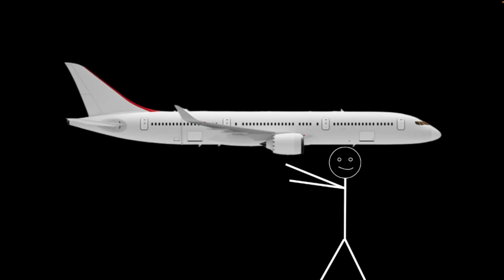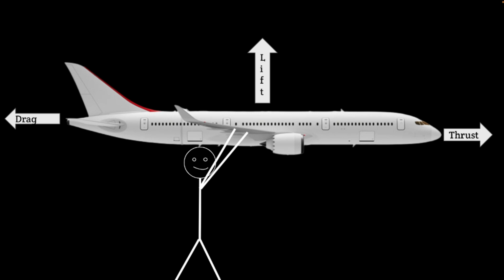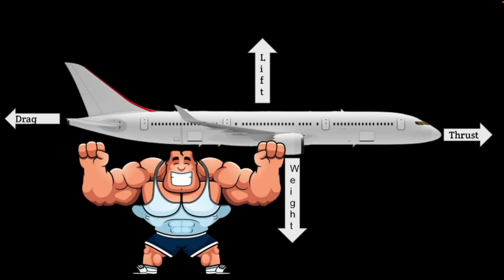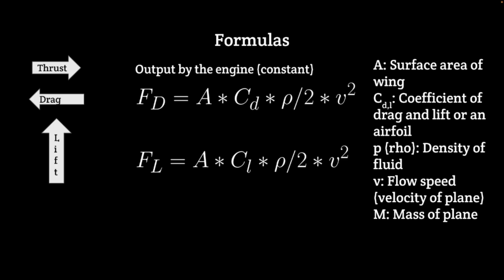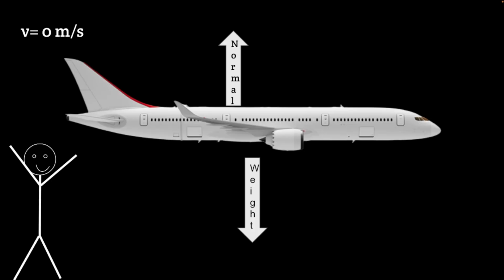For an airplane, there are 4 key forces: the thrust from the engines, the lift from the wings, the drag from the wings, and the downward force of the weight of the plane. Thrust is just the power of the engines. Weight is the mass of the plane times acceleration, and lift and drag are proportional to velocity squared.